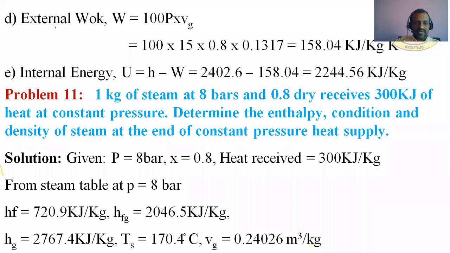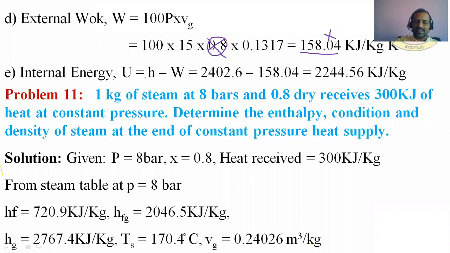Next, again the external work done, similarly W is 100 P into Vg. So you don't take 0.8 here, because it is superheated steam. It is only P times Vg: 100 into 15 into 0.1317. X will not come here because we are calculating for superheated steam. So this value changes now. Multiply only these three values and you will get the answer. The earlier answer is not correct here.